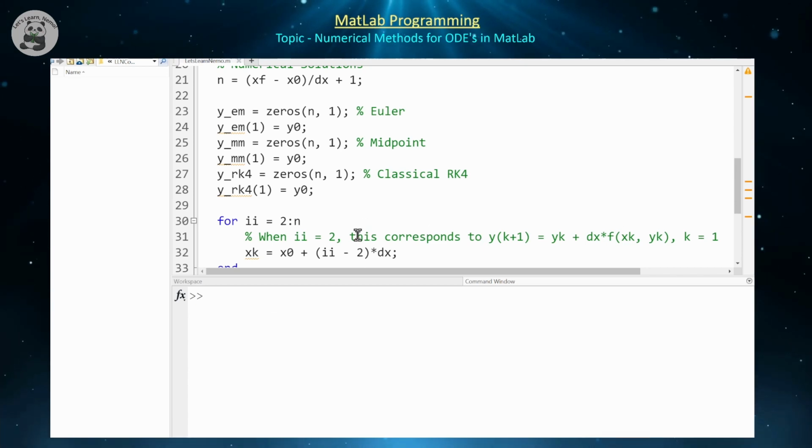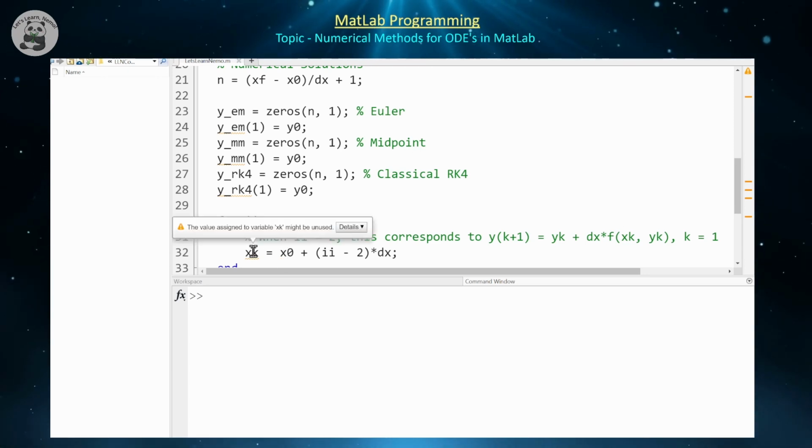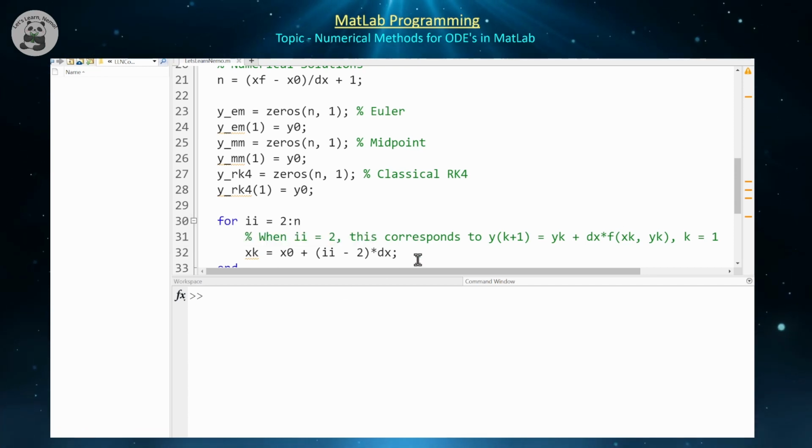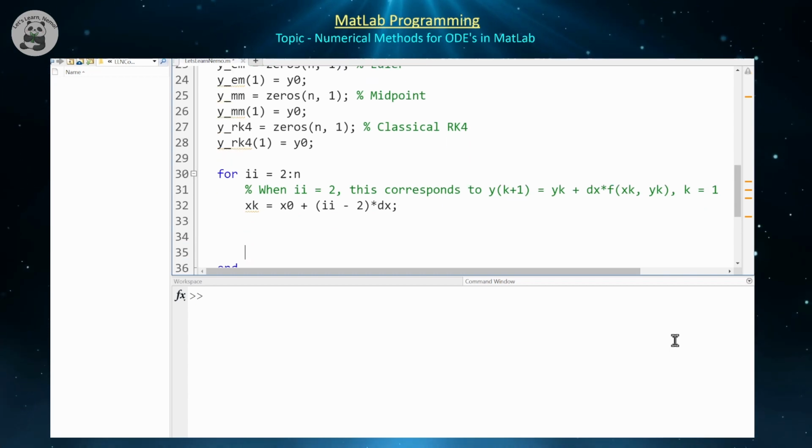Right? And we can move up to, for example, double I is equal to 3. That's going to be 3 minus 2, which is equal to 1, and that's going to be 1 dx in the future of x0, which is going to be x1. And x1 is used to calculate y2. So this is the correct implementation for that particular time step update equation.